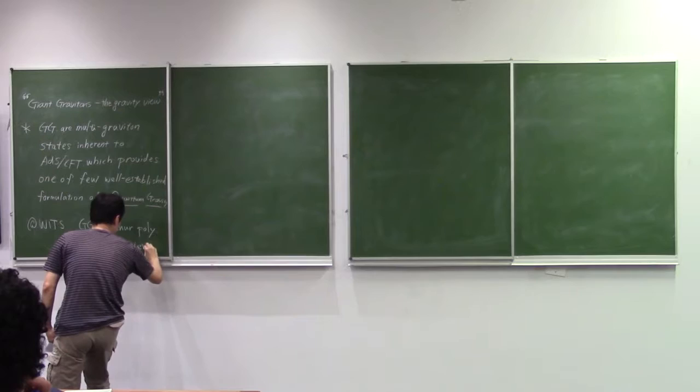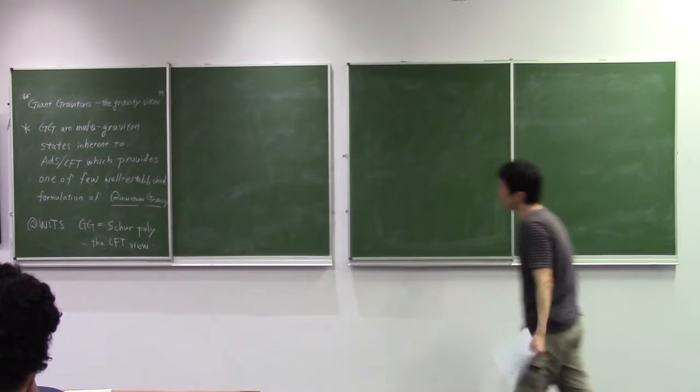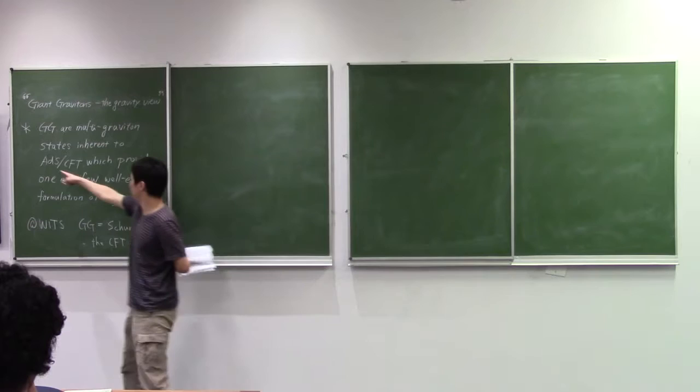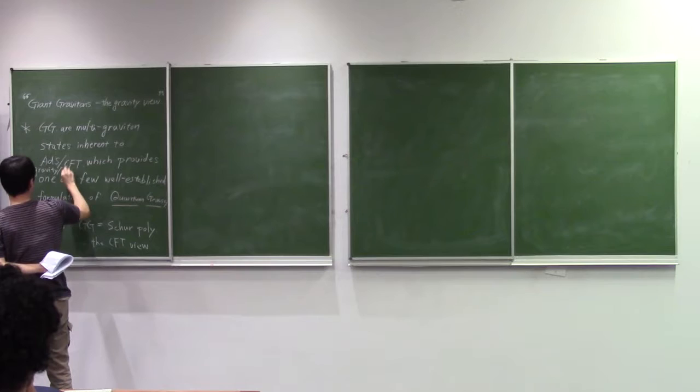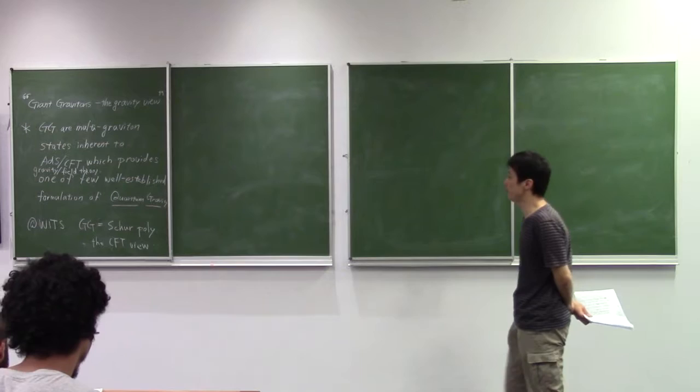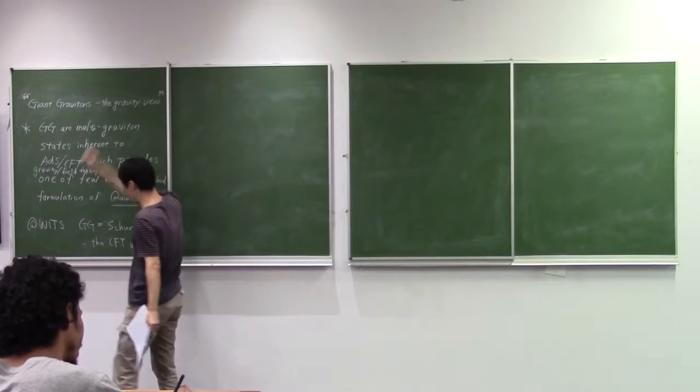Most of the students here work on giant gravitons, but from the CFT. The CFT is the field theory, yes. So this is a gravity field theory correspondence, and this is the field theory viewpoint. Schur polynomials are some operators in the conformal field theory. That's why I emphasize the gravity view of this thing.